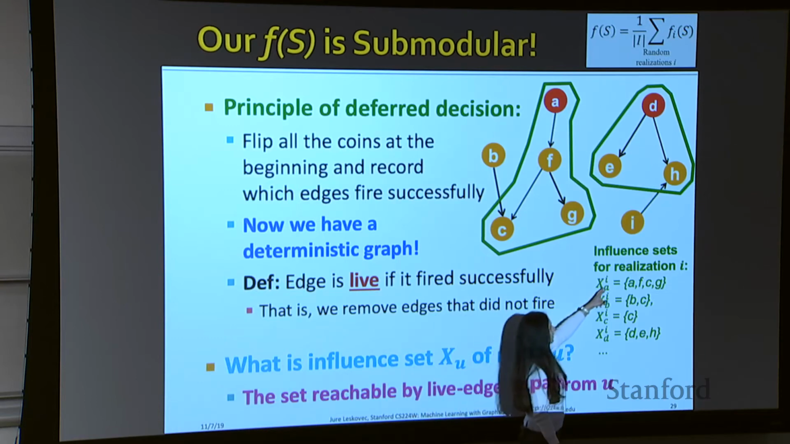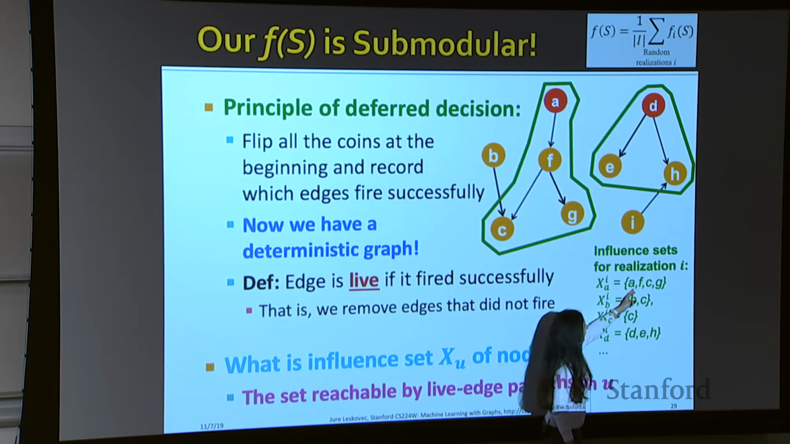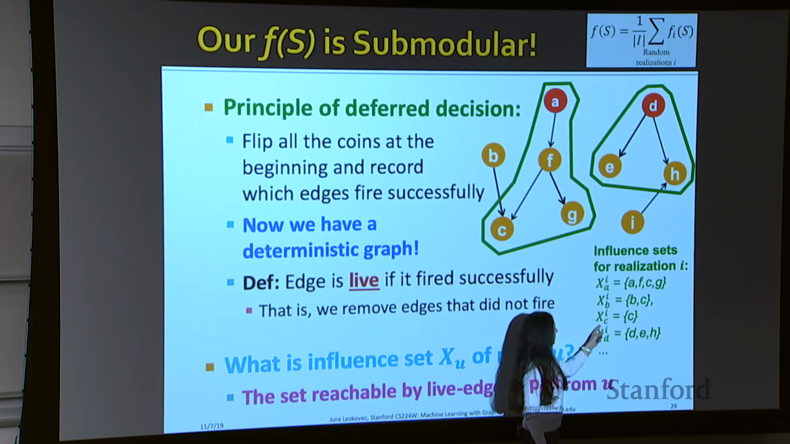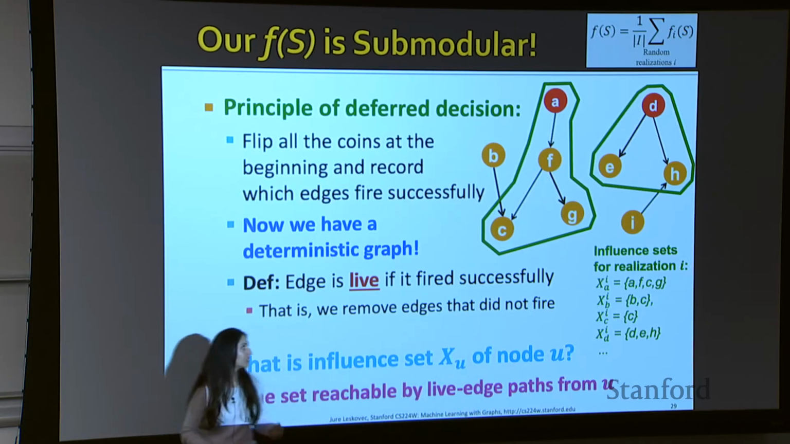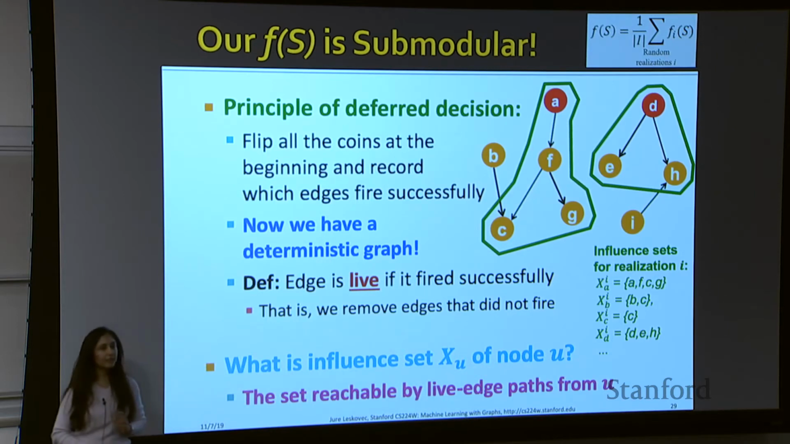In trial i, you see that, for example, A would be active, and F and C and G would also be active. Similarly for B and C and D, right? So this is like X for each of these nodes in trial i. And now we have to take the average over all i's.